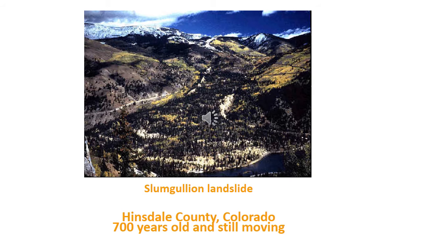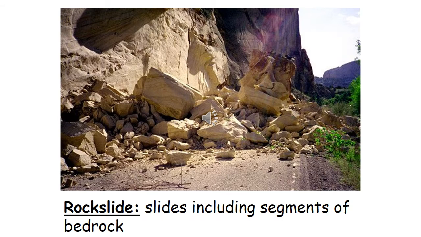So there are 2 major types of slides. We have landslides, and that's when finer particles are sliding down. Things like sand, silt, clays, things that make up soils, is usually what we call a landslide. And then we also have rock slides. That is when larger particles of sediment or rock actually slide down the slope.